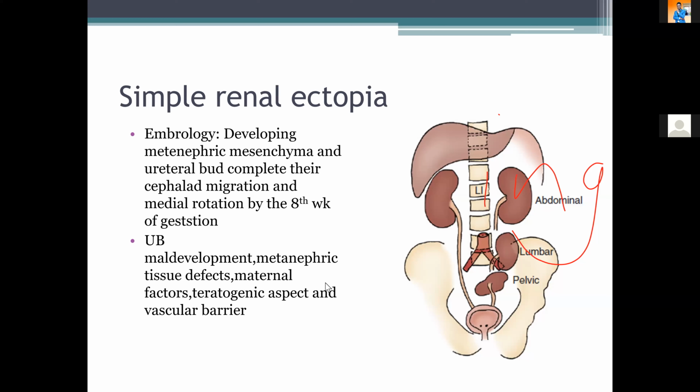So the simple renal ectopia is associated with genital anomalies and ectopia. The adrenals almost always arise from totally asymptomatic.